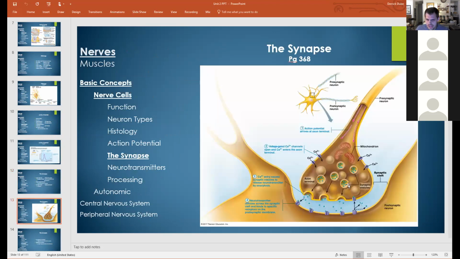So you've got these little synaptic vesicles that are holding your ACh or whatever your neurotransmitter is, which is going to vary from nerve cell to nerve cell based on the kind of nerve that it is. Somatic, autonomic. It's going to change what kind of neurotransmitter that you have.